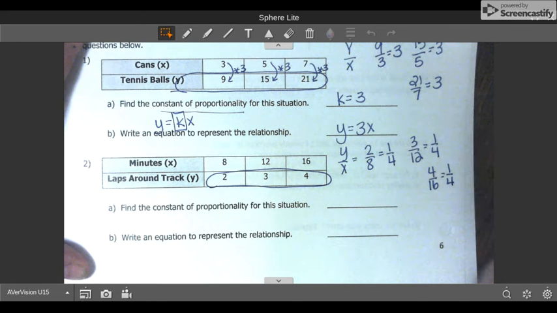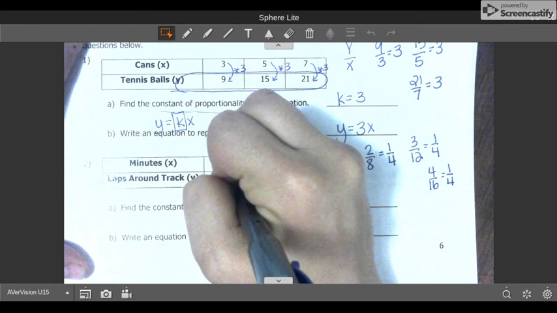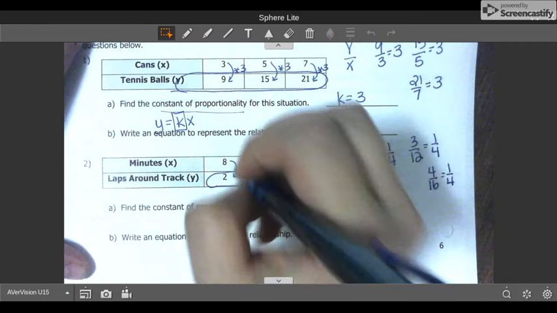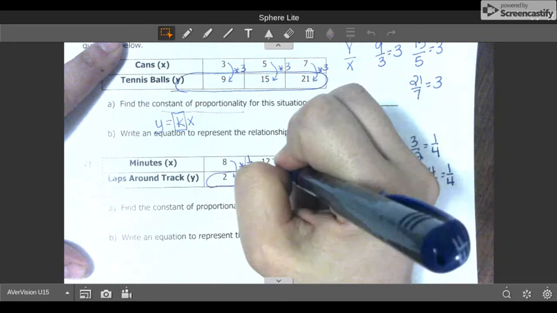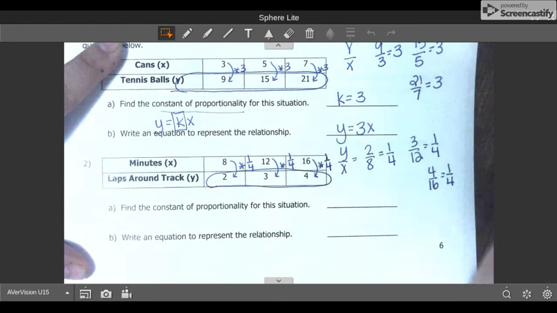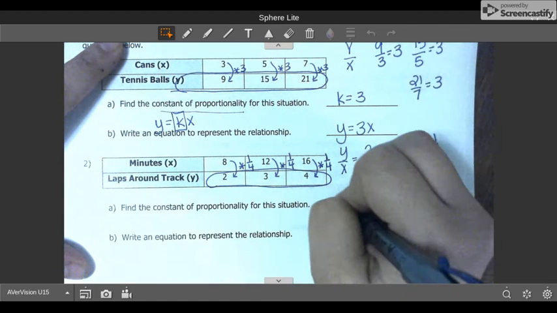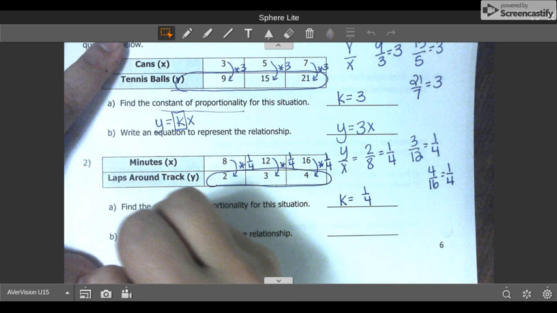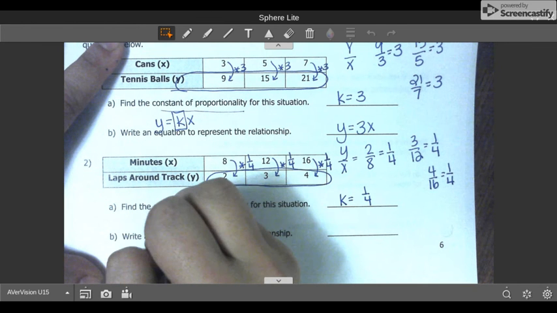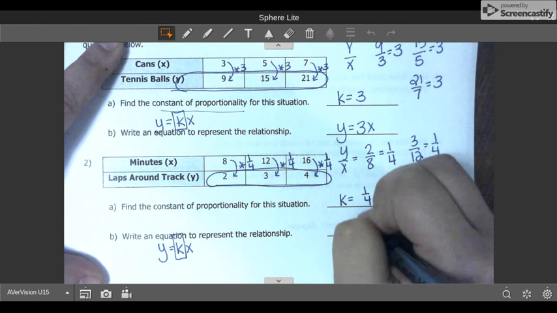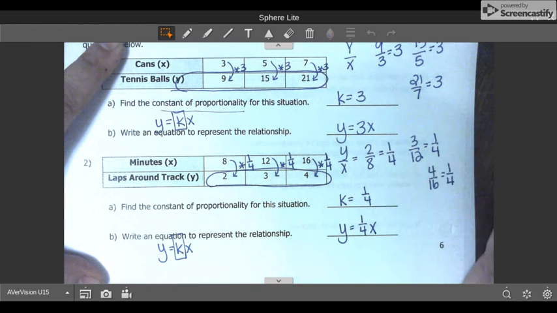So the number we're multiplying by is not 4, because my y values are getting smaller. It's a fourth. You're multiplying by a fourth. So the constant of proportionality is a fourth. And the equation, which needs to be in the form y equals kx for proportional relationships, will be y equals 1/4 x. Okay, next page.